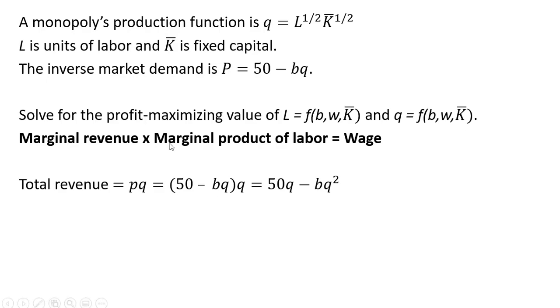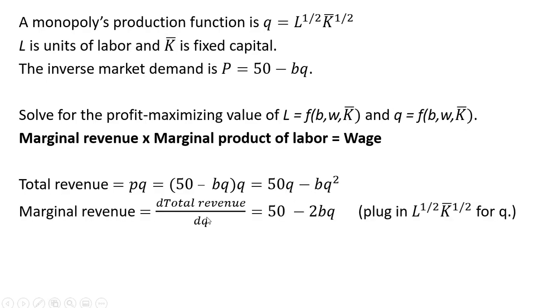So to get marginal revenue, we're going to get total revenue, which is price times quantity. So 50 minus BQ, that's the price, and we're going to multiply that all by the quantity. And simplifying. Now to get marginal revenue, we'll take the derivative of total revenue with respect to Q. We get the following. And what I want to do with our marginal revenue function now is, for Q, I'm going to plug in the production function. So we're going to make a substitution in for marginal revenue by plugging in L to the 1/2, K bar to the 1/2. Doing that, we have the following.